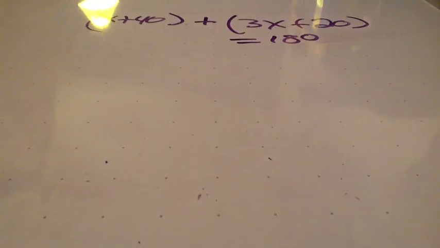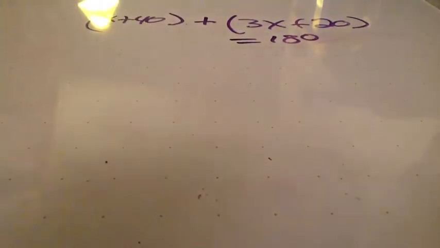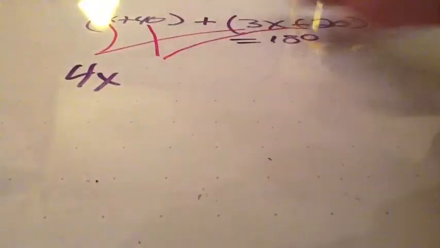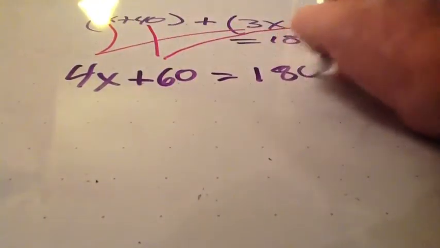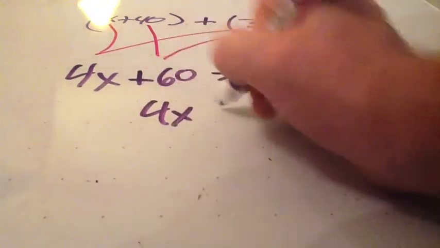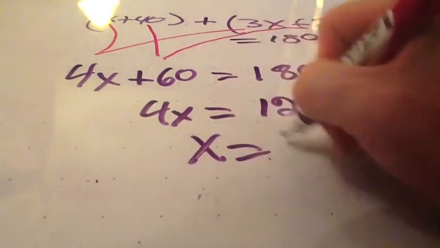So since I'm still on one side of the equal sign, I'm going to combine my like terms. Now be real careful. When you're working on one side of the equal sign, you're not adding to both sides of the equal sign. You're just merging your like terms. So x and 3x is going to become 4x. 40 and 20 is going to become 60. That equals 180. Subtract the 60 from both sides. So 4x is going to equal 120. Therefore, x is 30.